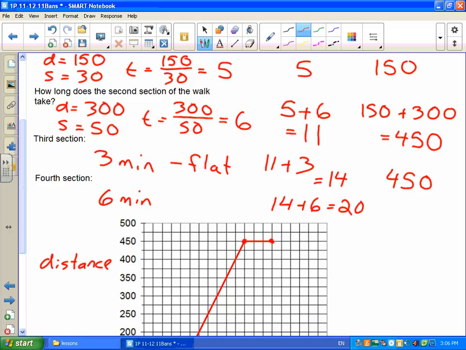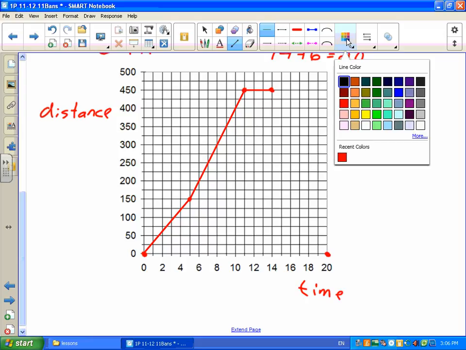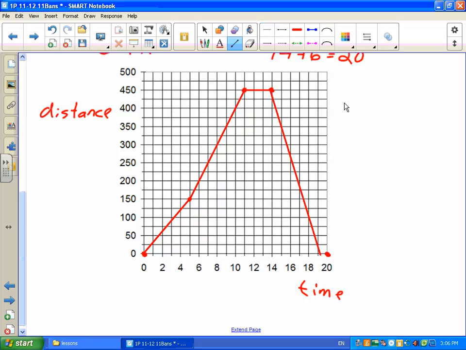Now, why did I put it way down here? Okay, why is this point down here at the bottom? Because he's what? He's gone back to home. So he's moving back towards home. So we just have to draw on this last line, and that completes our graph. Ta-da. And there is our distance time graph representing that situation.